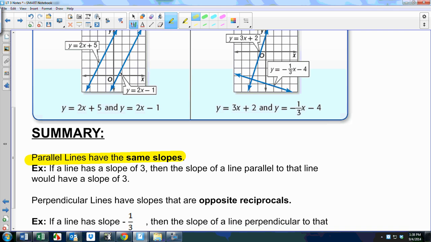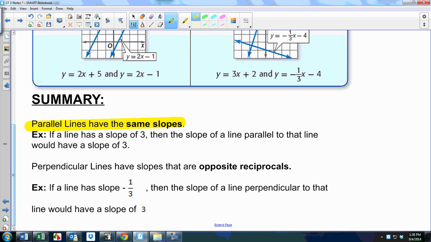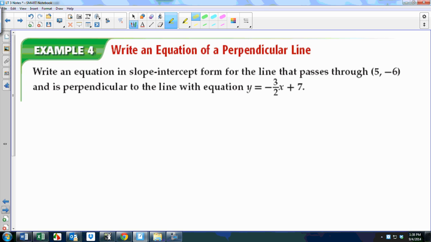But obviously, we remembered this one. Parallel lines have the same slopes. This is the one we need to work on. If a line has slope -1/3, the perpendicular slope would be the opposite of -1/3, that'd be positive, and then flip the 1/3. So the perpendicular slope would be 3. So that's a note card worthy thing if you need to, but perpendicular slopes are opposite reciprocals.